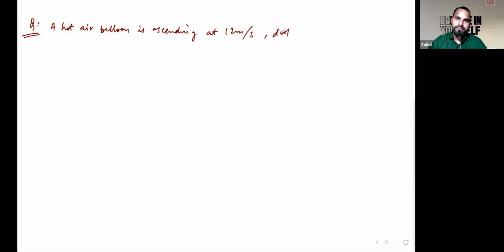I'm giving one question related to this. A hot air balloon. X is final displacement and X naught is initial displacement, so the difference of these two would be the net displacement. A hot air balloon is ascending at 12 meters per second. It drops a ball when it is at 65 meters above the ground.